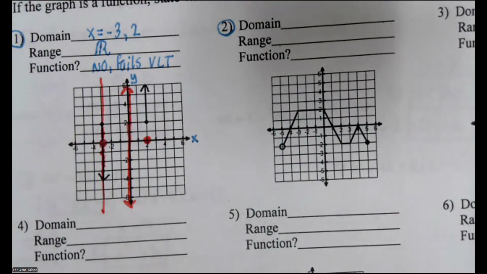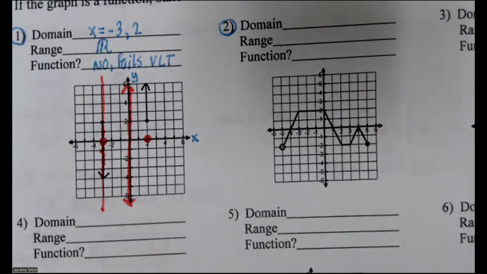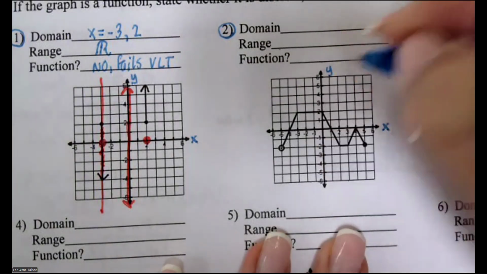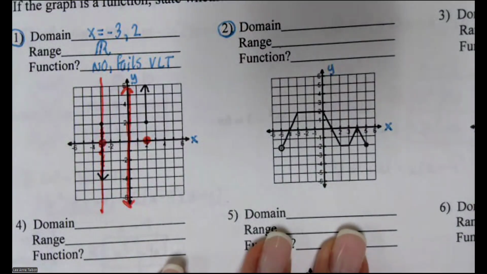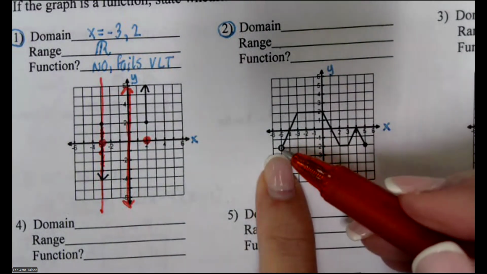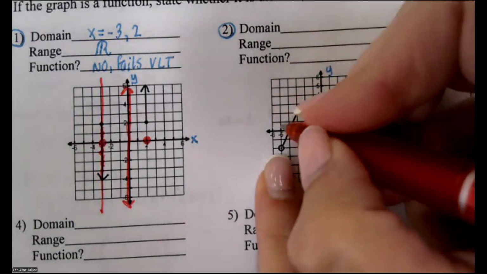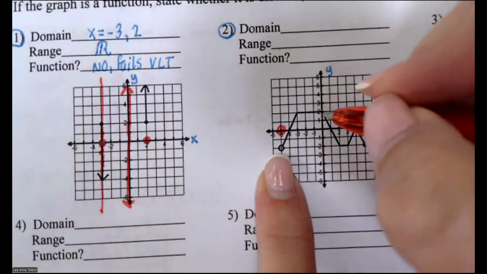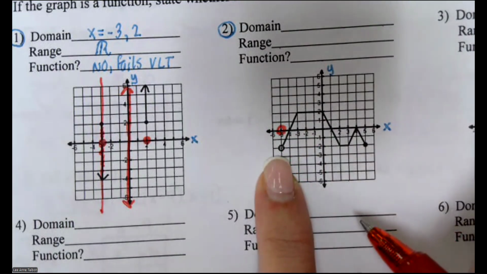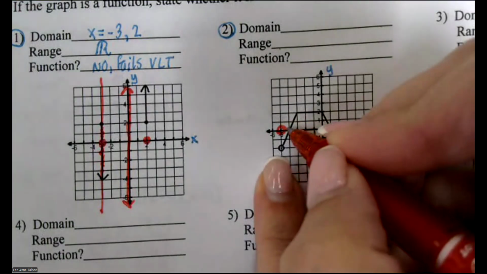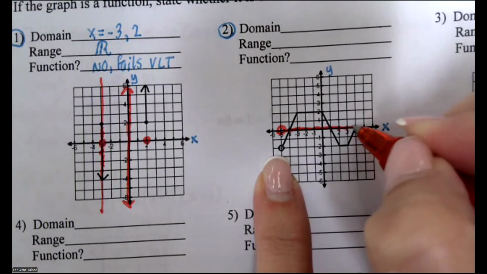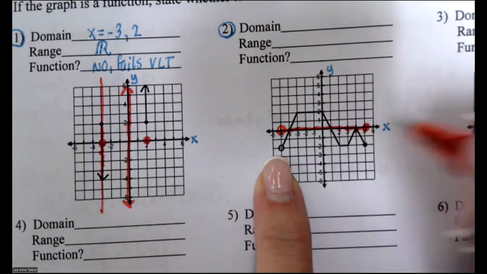Okay, number 2. X, Y. Okay, the farthest point to the left is here, but it's open. So on your axis, kind of try to make that obnoxiously looking open. The graph goes to here, to here, to here, to here, to here, and ends closed.